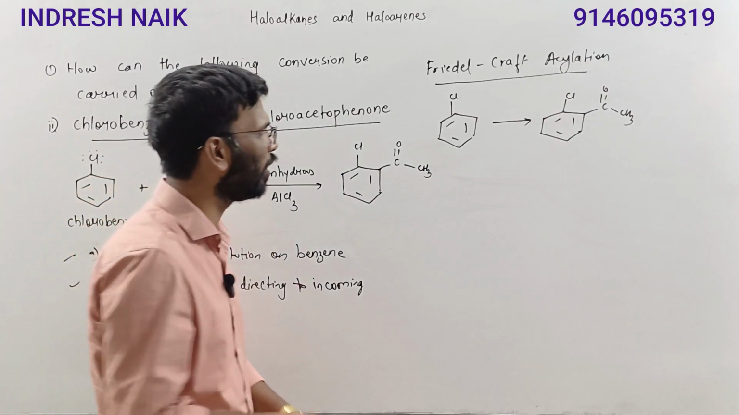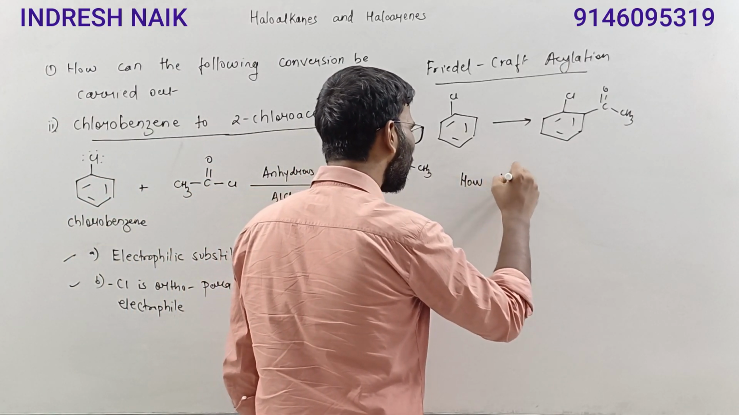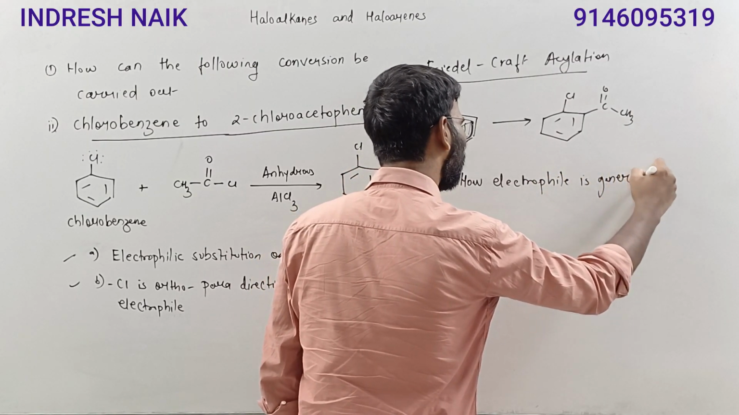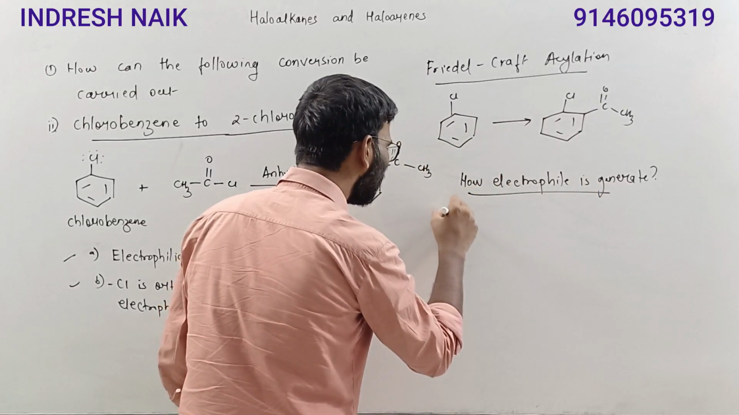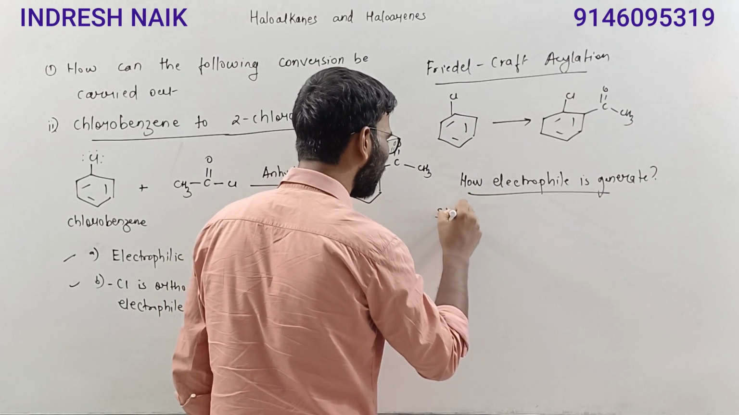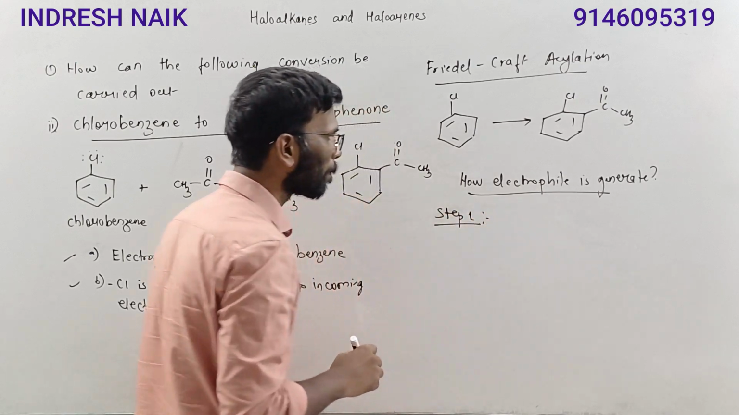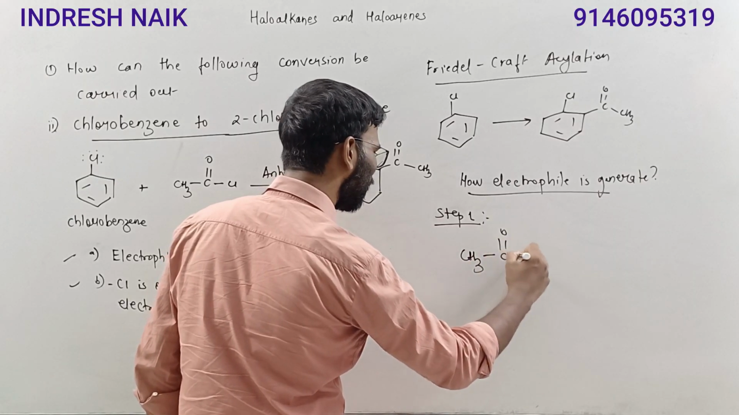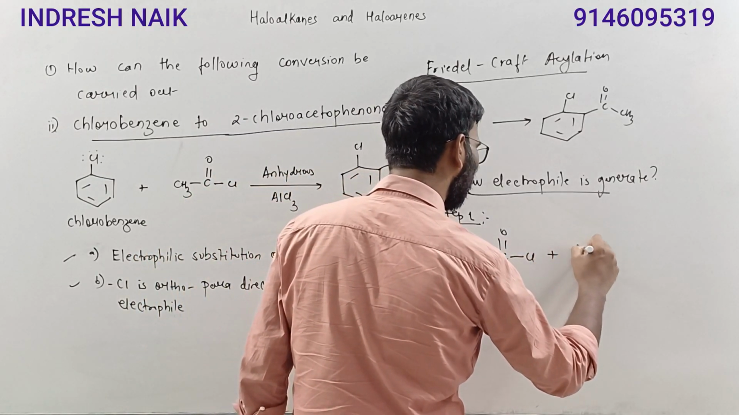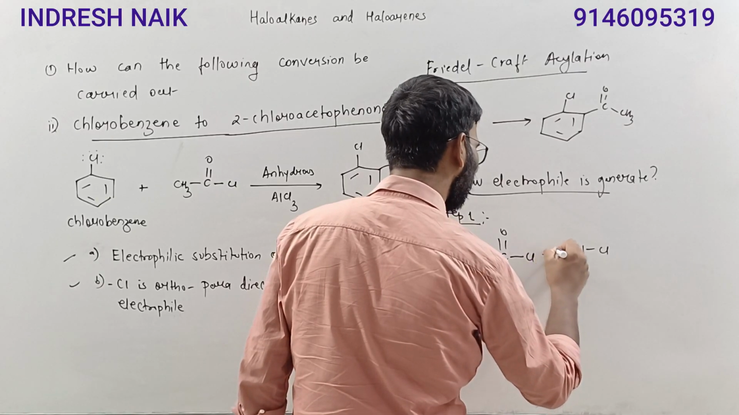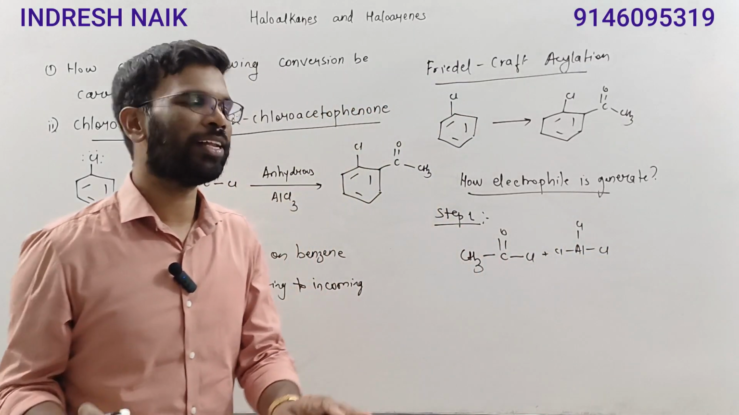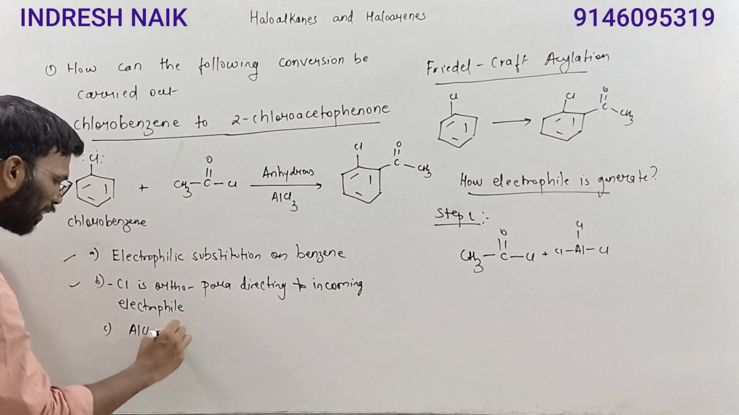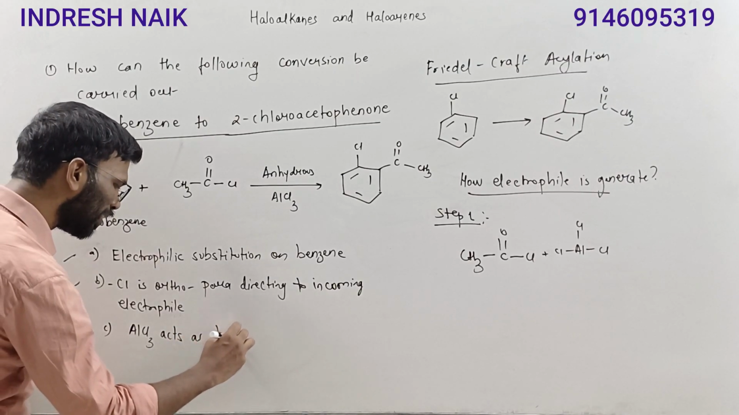Now how is the electrophile generated? The electrophile is generated over here. So step one: you take this acid chloride or acyl chloride and react it with AlCl3. Now, what is the nature of AlCl3? AlCl3 acts as a Lewis acid.